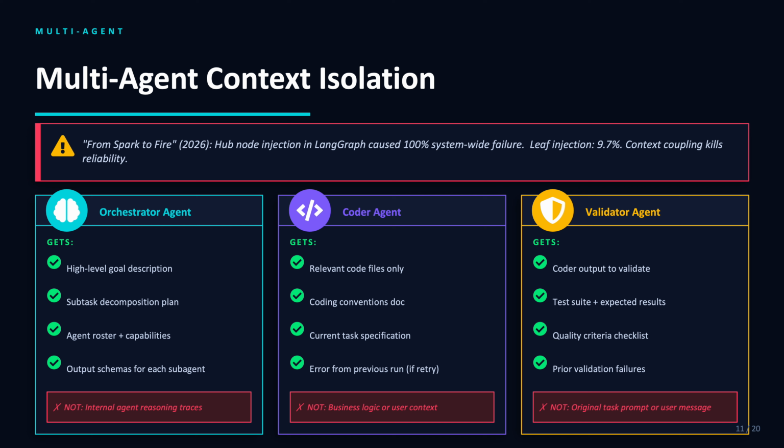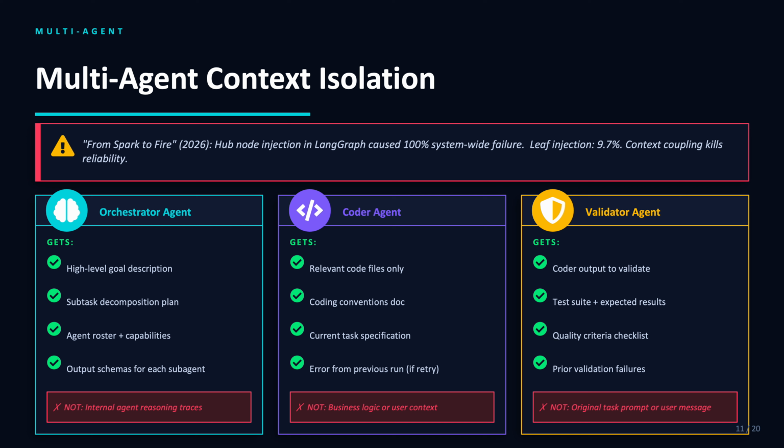The coder agent gets the relevant code files, the coding conventions doc, the current task specification, and the error from the previous run, if this is a retry. What it does not get: business logic or user context. That's irrelevant to its role, and loading it wastes tokens and introduces confusion.